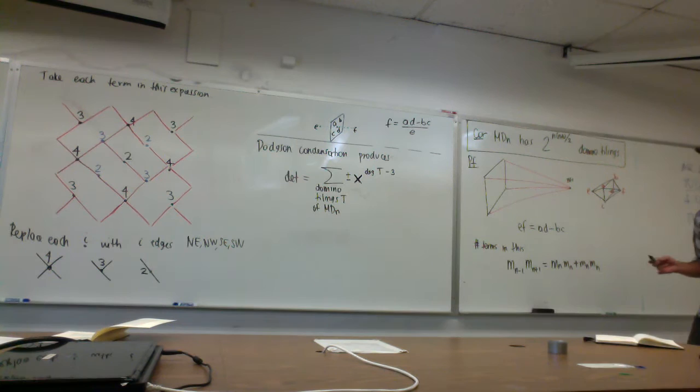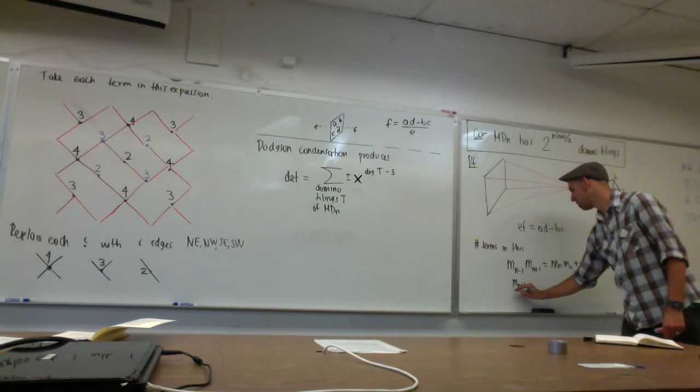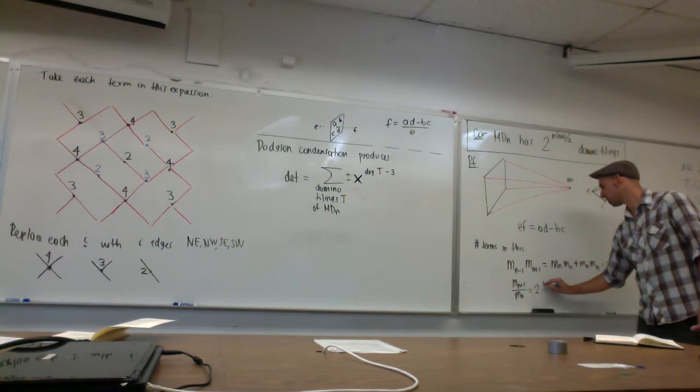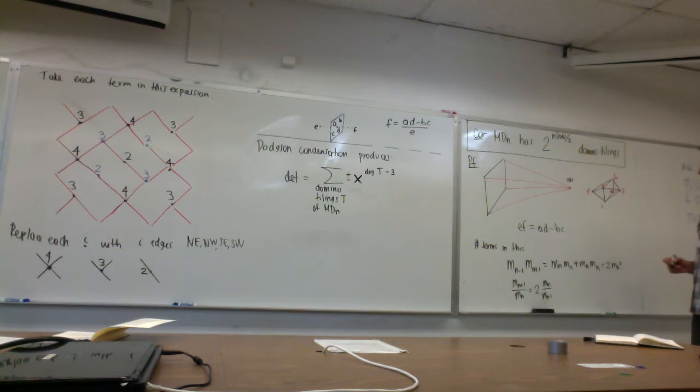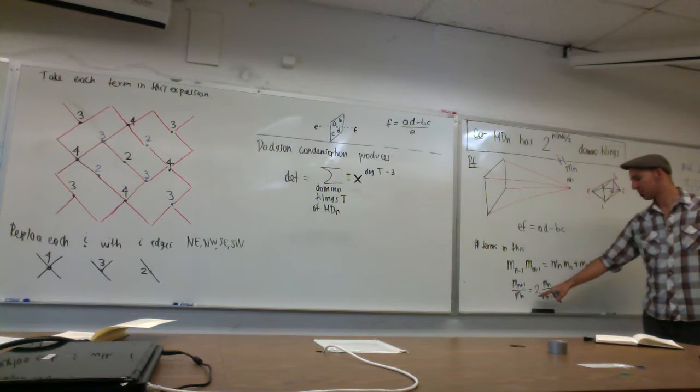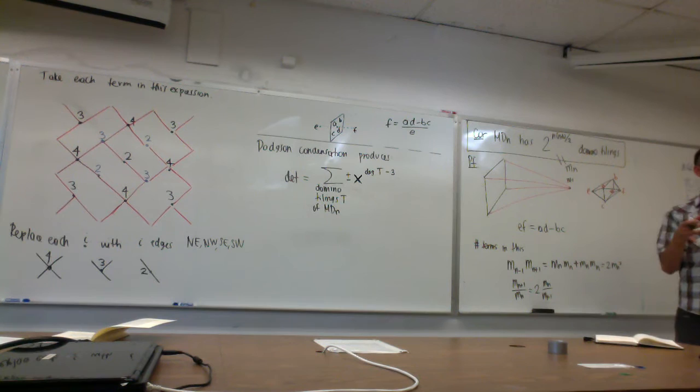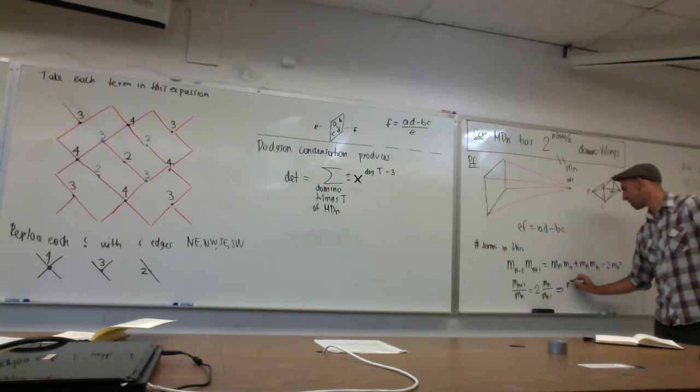So you get this stuff, right? So I get 2 m_n squared. So that means that m_{n+1} over m_n is equal to 2 m_n over m_{n-1}. I guess I should say that this is m_n, right? The number of tilings. So I rewrite this equation like this, and now I get, okay, well, if m_{n+1} over m_n is 2 times m_n over m_{n-1}, that means that the ratio from m_n to the previous one doubles each time. And so what you get is that m_n over m_{n-1} is 2 to the n. It doubles each time.